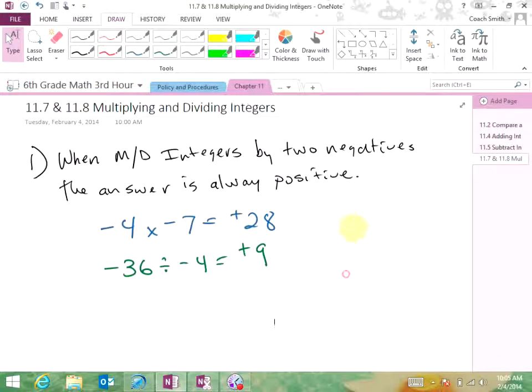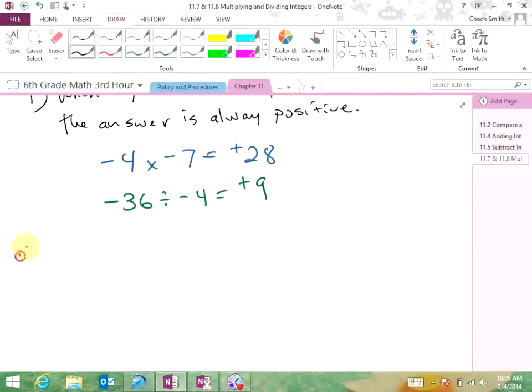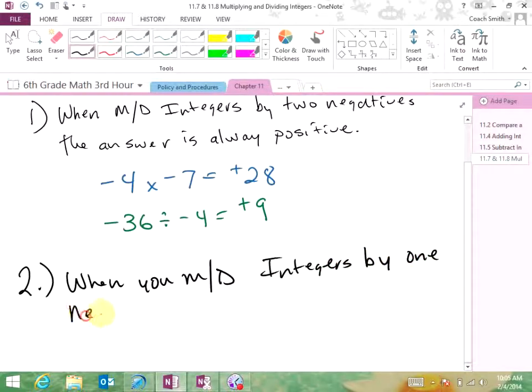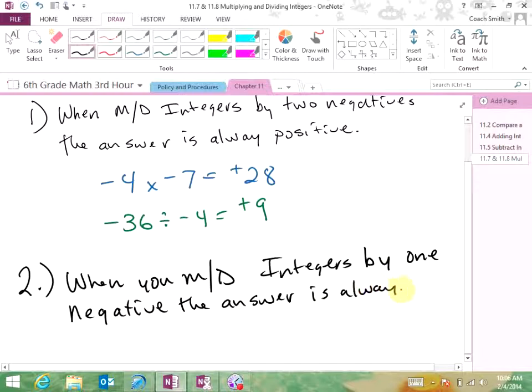Okay? Now, second rule. When you multiply or divide integers by one negative, the answer is always negative.